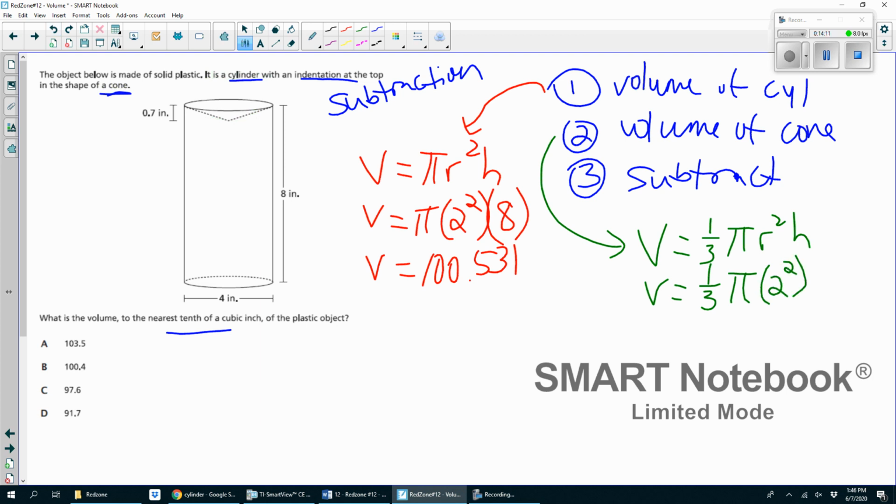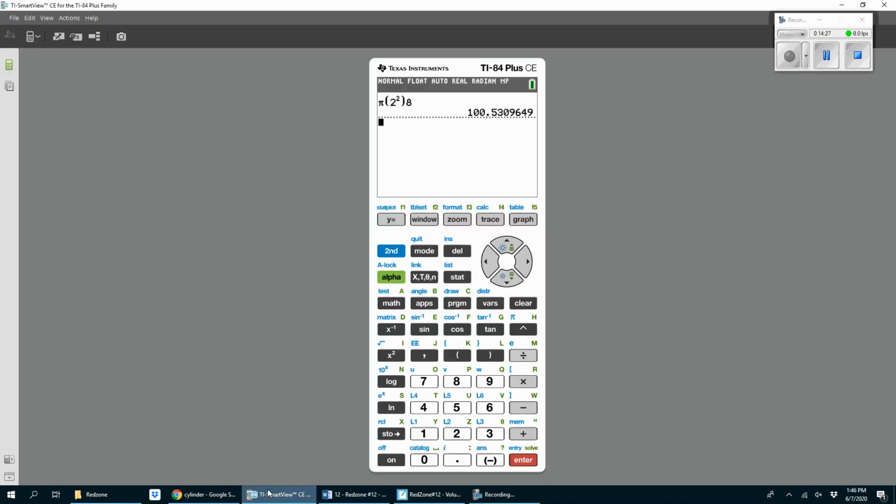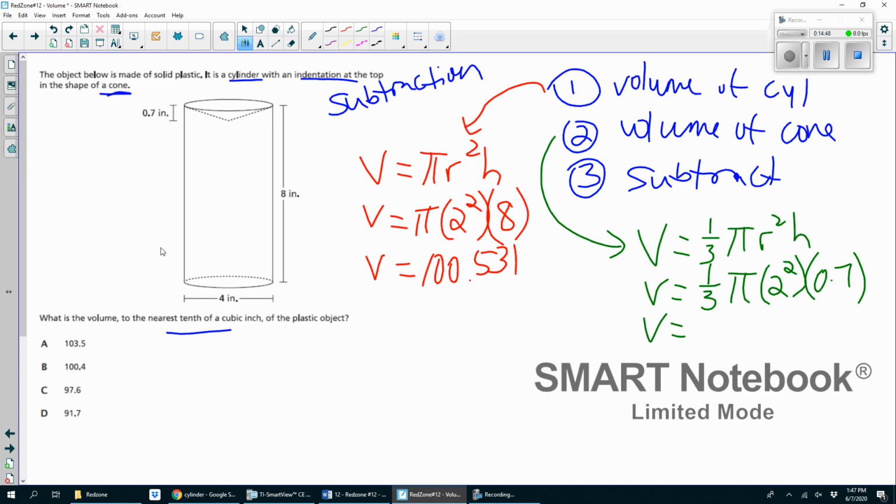And the height of the cone is not 8 inches. The height of the cone is only this little bit right here, which they give us. It's 0.7. I go to my calculator, and, oops, I think there's a way. Yep, on this calculator, the newest ones, there is a way to write fractions. Some of them do not have that. 1/3 pi 2 squared times 0.7. And I get 2.932.